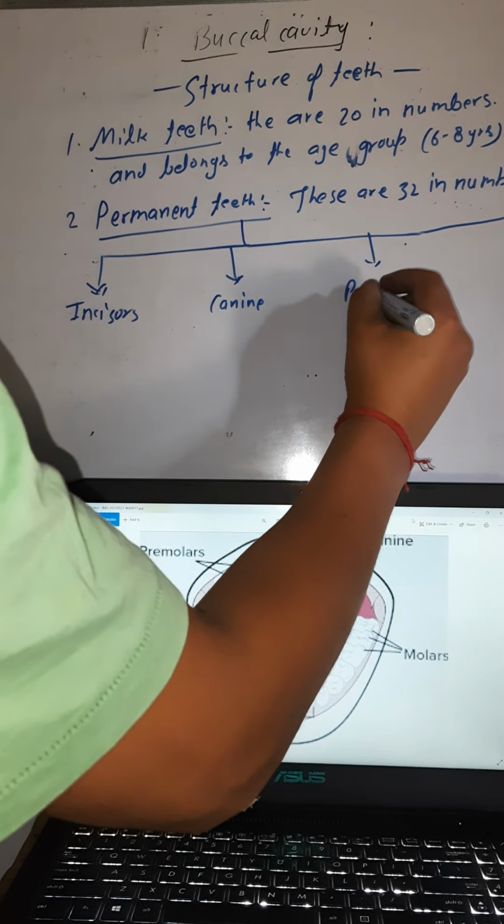I think this is not clearly visible to you here. Let me write it here. So these are known as molars. Okay, so this is how we have 4 sets of permanent teeth.